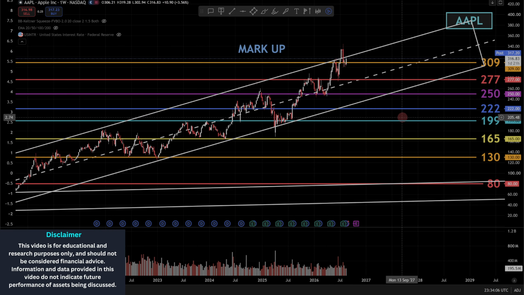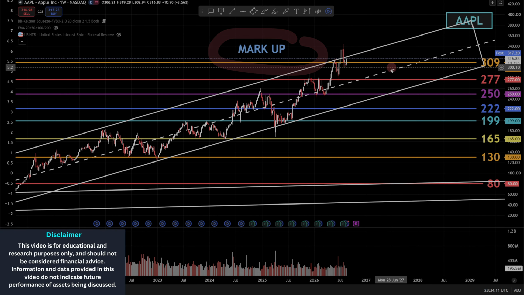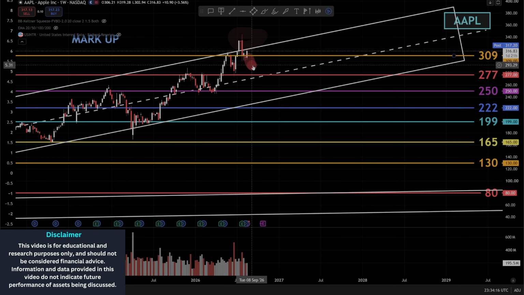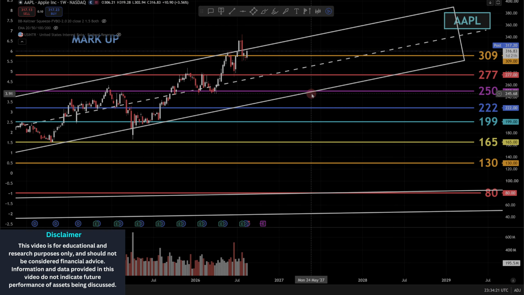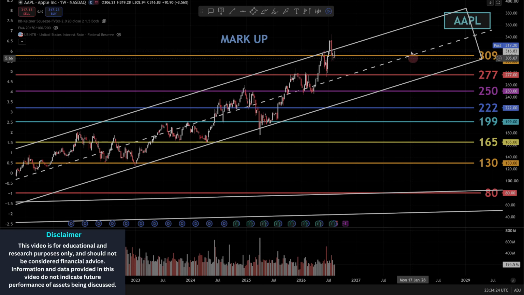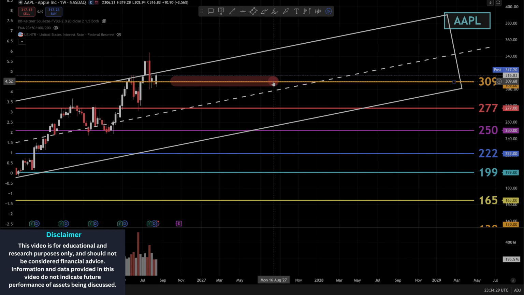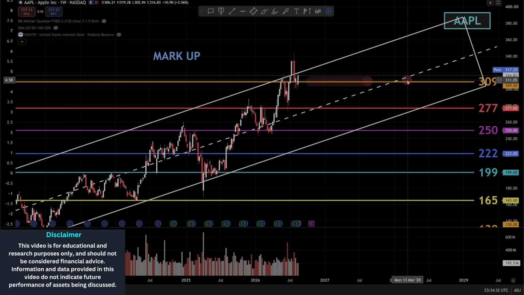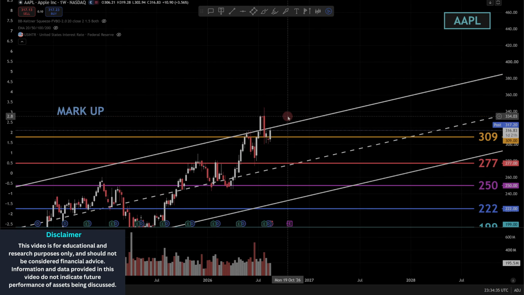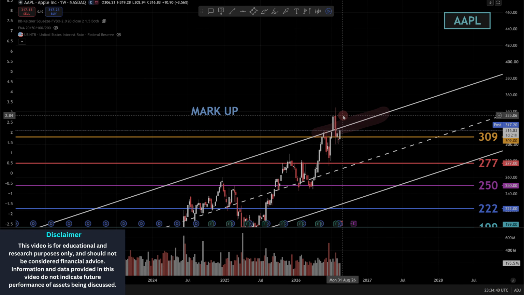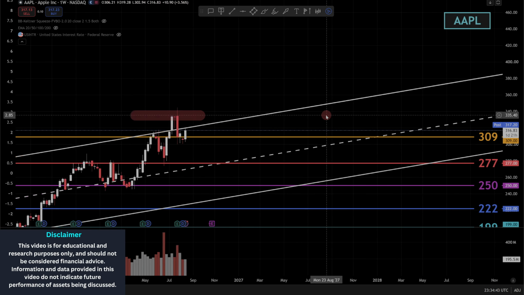From a big picture perspective, Apple is currently in the markup stage of the market cycle. It has gone past the channel ceiling and is currently just retesting it after dropping back within the channel. This is education content only, not financial advice. The most important weekly support level is this orange key level of 309. The major resistance level, of course, the first is this channel ceiling, and the next was the last high over here around 335.